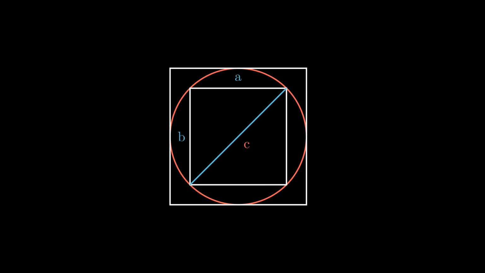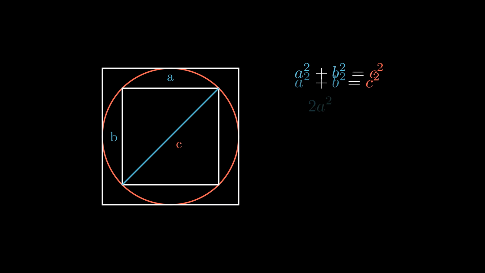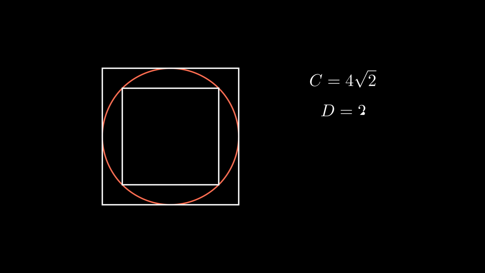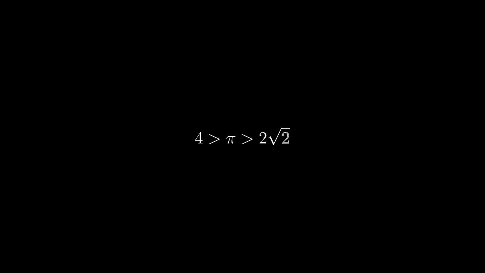What about the smaller square? What's the circumference of that? Well, we can find the perimeter using the Pythagoras theorem. Since the squares have equal sides, we can say 2 times a squared equals c squared, and going through the algebra, 2a squared equals 4, a squared is 2, so a is equal to the square root of 2. So the ratio between the circumference and the diameter is 2 times the square root of 2. And since the square is smaller than the circle, we know pi is larger than the square root of 2 times 2. So pi is between the values of 4 and 2 times the square root of 2.